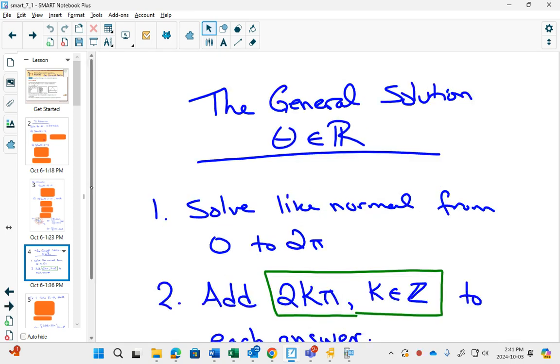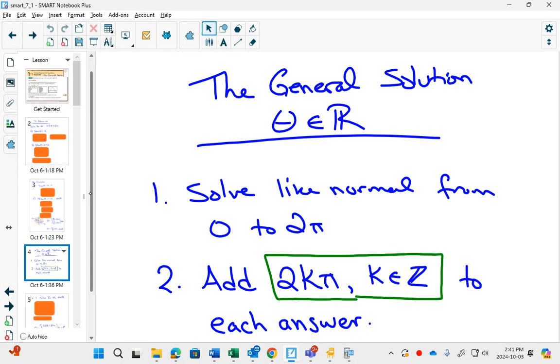These are the basic steps for writing the general solution. You redo chapter 6. You solve like normal from 0 to 2 pi. Then to every answer that you get, you're just going to add 2k pi. And that's new idea number 1 for chapter 7, which just combines 2 ideas from chapter 6 together. So that's why it's a really good review for chapter 6.